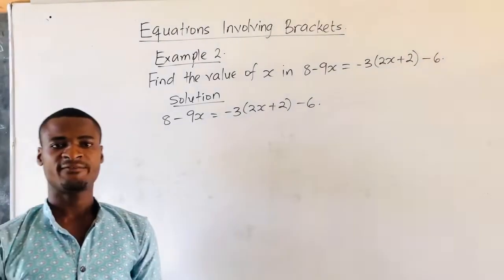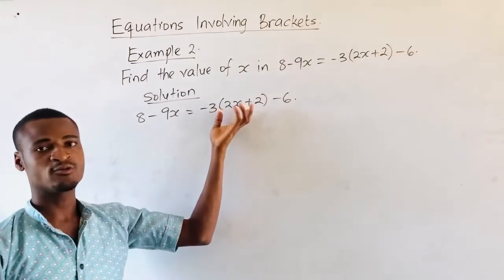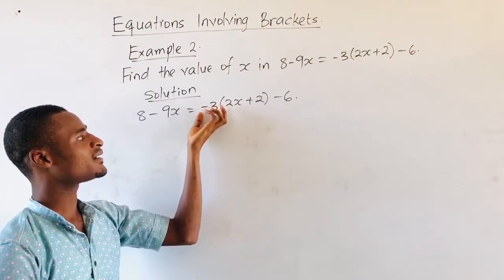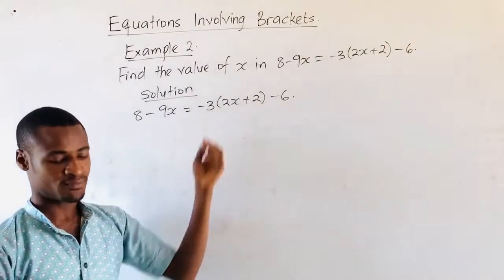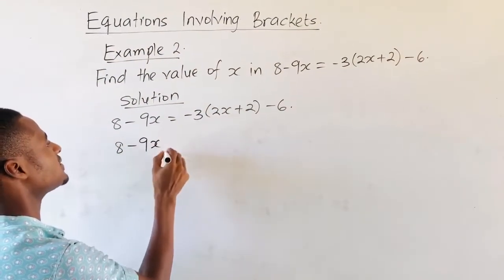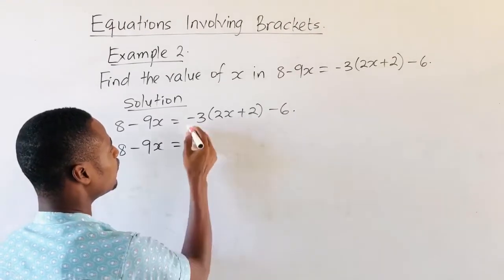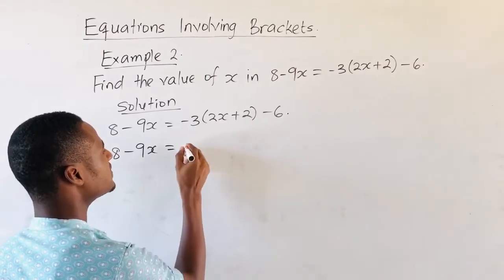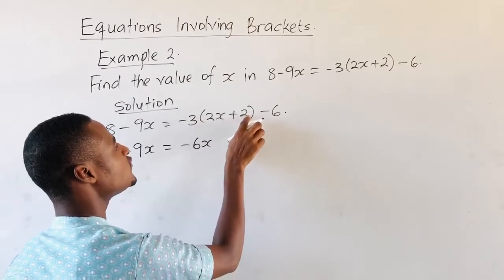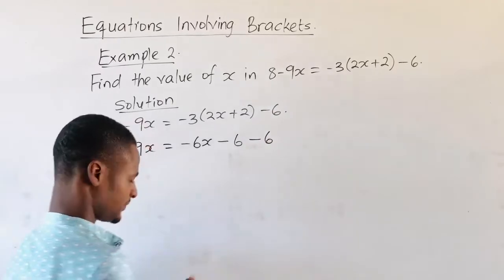So like we did in the first example, the first thing to do is to remove the brackets in the equation by expanding, where we will multiply the number outside the bracket by those that are inside the bracket. And so at the left-hand side, we have 8 minus 9x. When we move to the right-hand side, negative 3 will multiply 2x, and that will give us negative 6x. Negative 3 will multiply positive 2, and that will give us negative 6. Then we have minus 6.